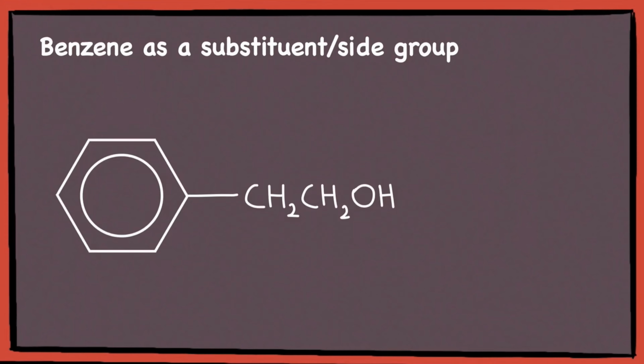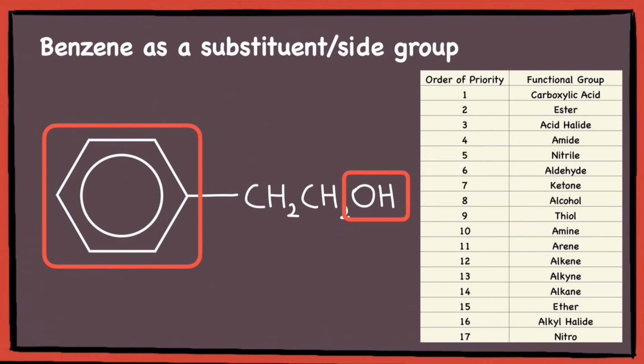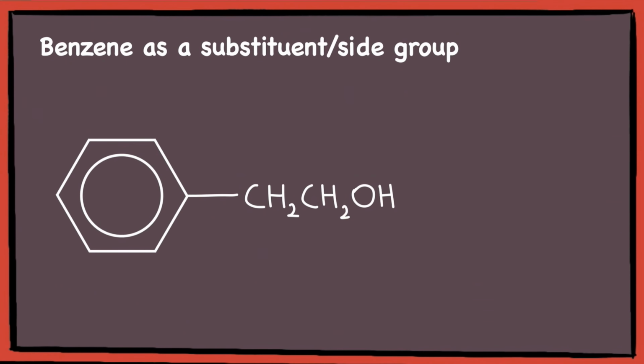Let's take a look at one last example. There are 2 functional groups here, the benzene ring and the alcohol OH functional group. Based on the table of functional group priority, the alcohol functional group has a higher priority than the benzene ring functional group. And since the higher priority alcohol functional group is a substituent on the side group of the benzene ring, the parent chain and suffix combined will be called ethanol.